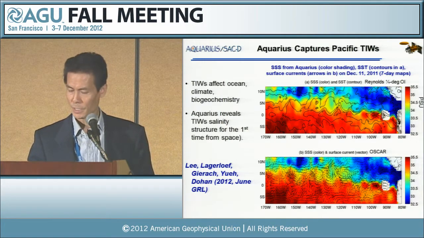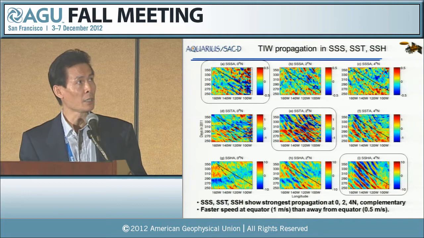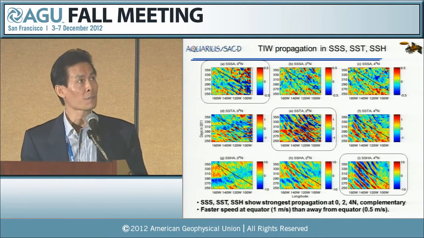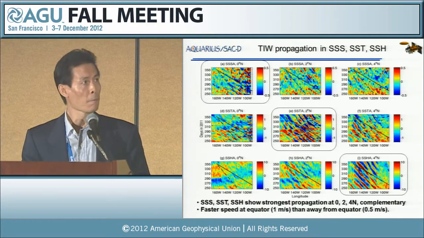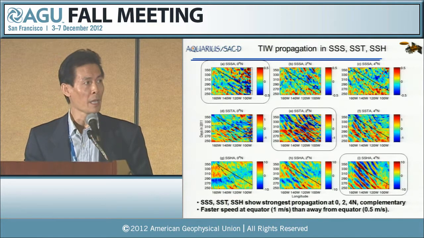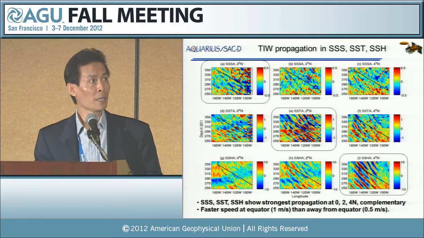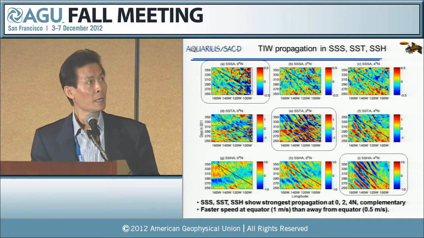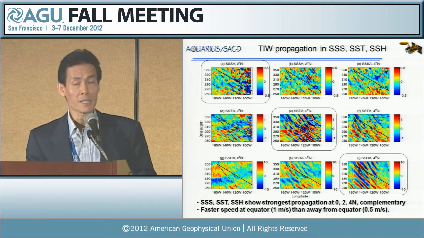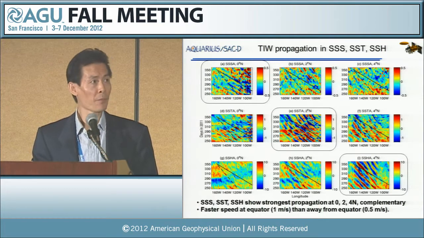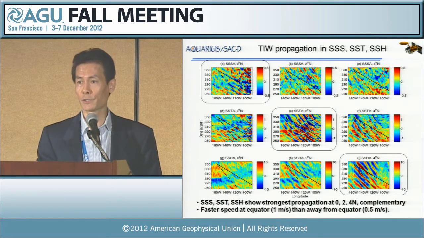So here I'm showing the longitude and time Hovmöller diagram of the anomaly of salinity in the upper row, SST in the middle, and sea surface height anomaly in the lower. The left column shows the space-time diagram for the equator. The middle one is at 2 north, and the right column is for 4 north.